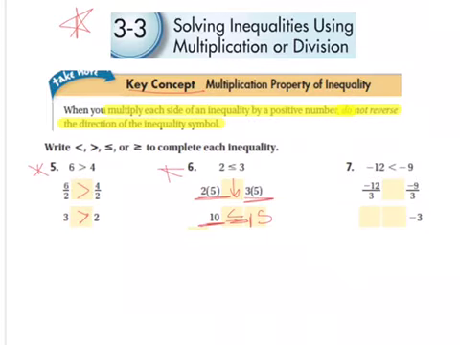As we move into number 7, we've got negative 12 is less than negative 9. So what you can see is that they're just dividing each of those numbers by 3. Negative 12 over 3, which we know is negative 4, and then negative 9 over 3, which you see they wrote as negative 3. We're just going to bring down that same sign, less than negative 3.